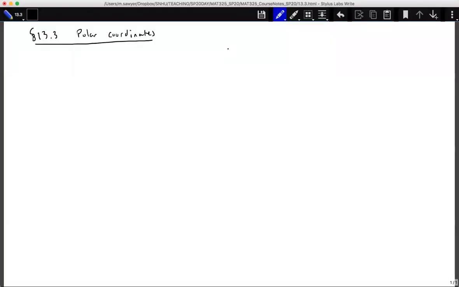Welcome to Calculus 3. This is section 13.3 in your ApexCalculus textbook. This is on polar coordinates. So let's let x, y be a point in Cartesian coordinates. This is the normal rectangular coordinate system that we deal with.